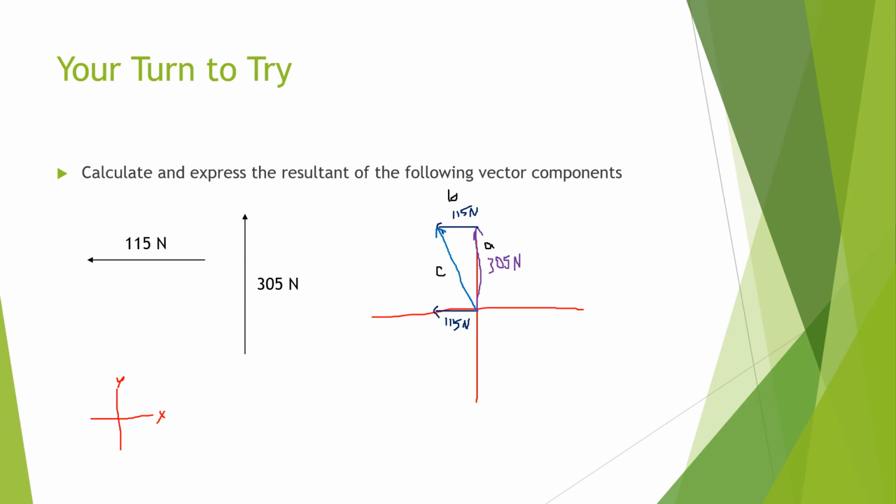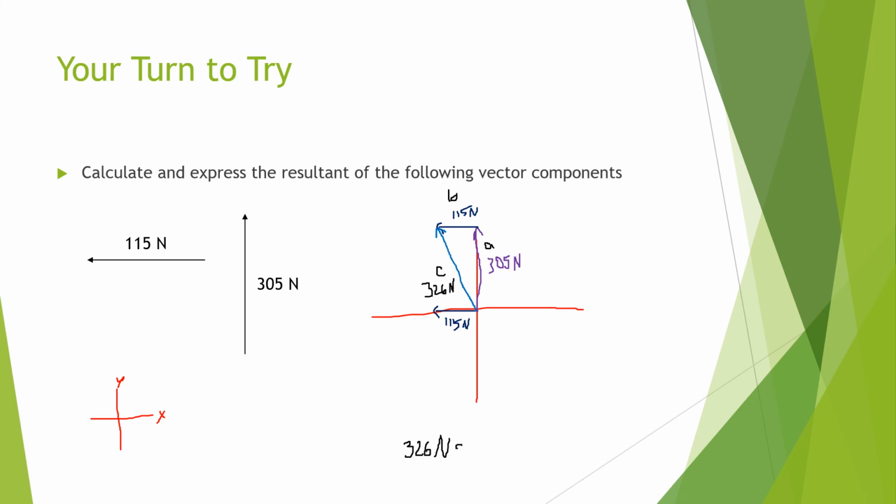So again, a squared plus b squared equals c squared. So I'm going to do a squared, which is 305 squared, plus b squared, or 115 squared. Going to retype this, typed it in wrong. So 305 squared plus 115 squared gives me 106,250. And then to get c, I'm going to take the square root of that, which gives me about 326 newtons. So I have 326 newtons. That is my magnitude, so I can go ahead and bring that down here. So my vector is 326 newtons.